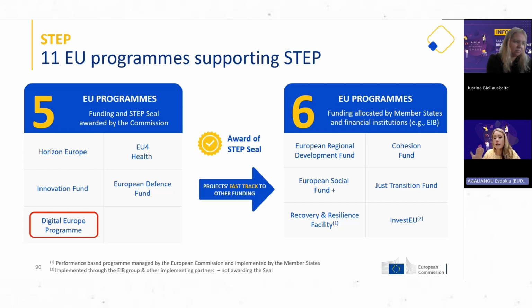On the right side, what we're trying to do is to bridge this funding from the direct management, but also from the other management modes. So we have the cohesion policy, the European Regional Development Fund, European Social Fund, the Just Transition Fund, the RRF, and the InvestEU. And we're trying also to pool resources for the same purposes from these other 6 programs that are not managed directly by the Commission. What makes the bridge between these programs is the STEP seal that we will see later on how we can get it. Let's go then to the next slide.